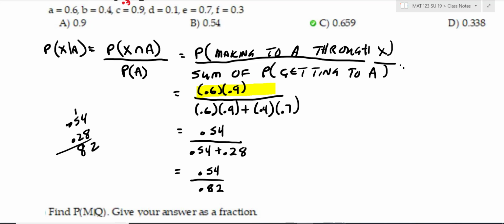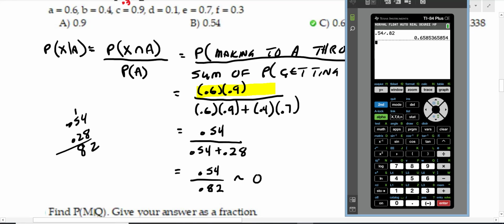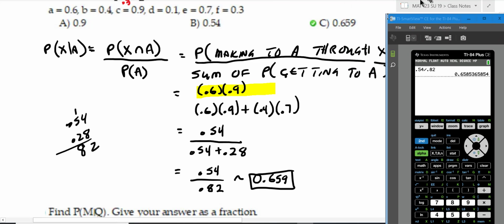You can certainly do this. I want to show you how to get an exact answer though too, both with and without your calculator. So I go 0.54 divided by 0.82. Then we can round that, so that should give about 0.659. So that will be the approximate probability on that. That gives that answer there.